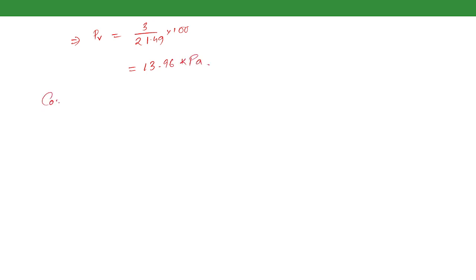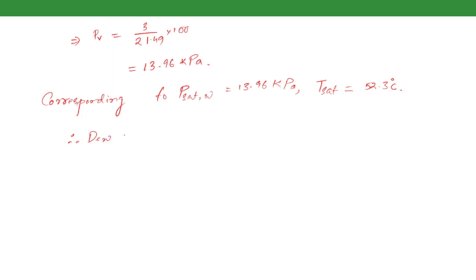corresponding to P saturation of water equals 13.96 kPa. The T saturation, that is the saturation temperature, is 52.3 degrees Celsius. Therefore, the dew point of the products is 52.3 degrees Celsius.